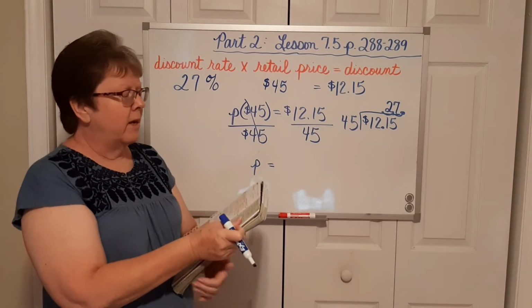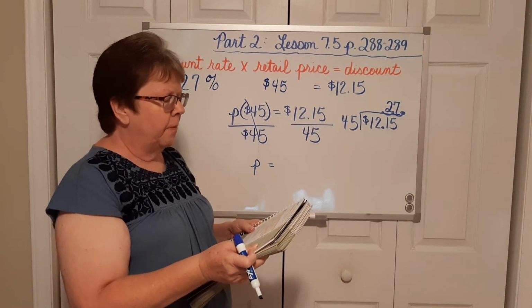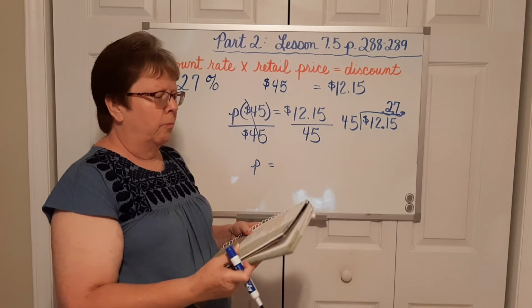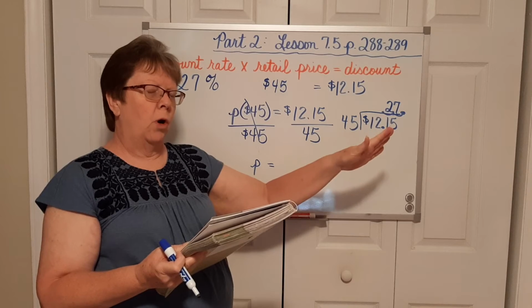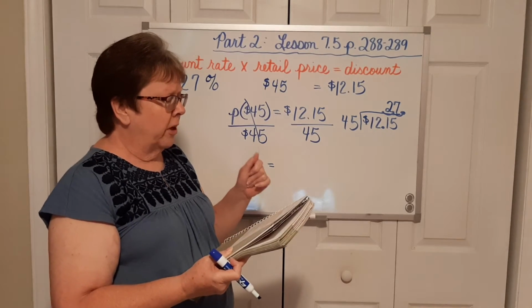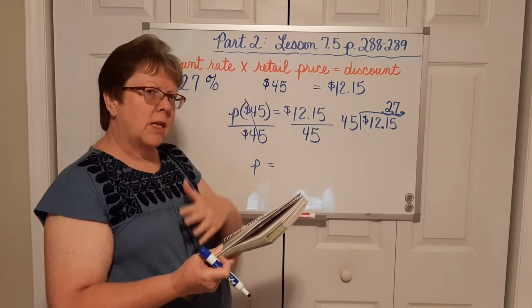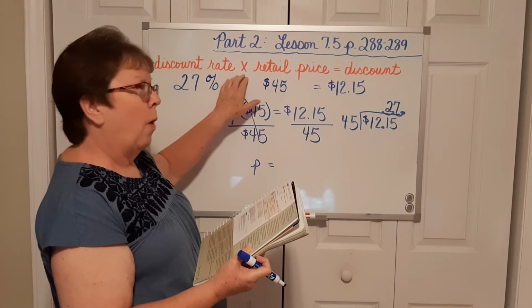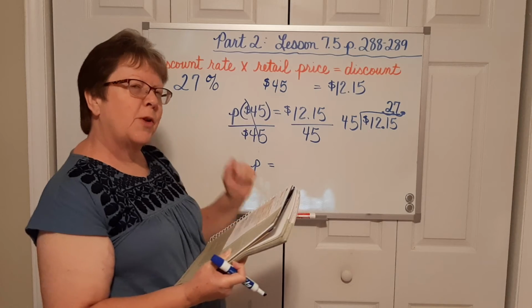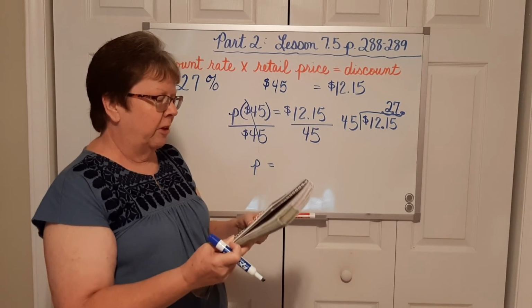Now, just a little hint, as you're doing skill check 1, the first 4 problems, you're probably going to want to write your formula like I showed you in part 1. When you do skill check 1, numbers 5 and 6, you're probably going to want to write your formula this way to figure it out. So I gave you a little hint on how to do skill check 1.